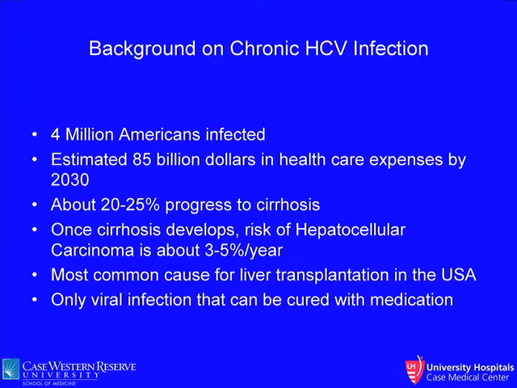By then, it will probably be one of the top 5 most spent on conditions in the United States. We know that a percentage of patients with chronic hepatitis C progress to cirrhosis, and once you get cirrhosis, the annual risk of developing cancer is about 3 to 5%. This is by far the most common cause of liver transplantation in the United States, and as far as I know, the only viral infection that can be cured with medication.